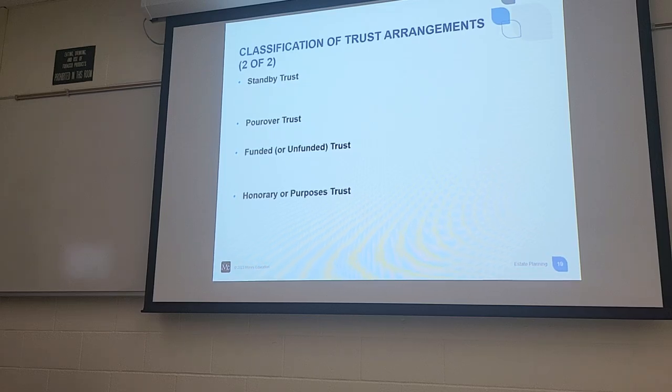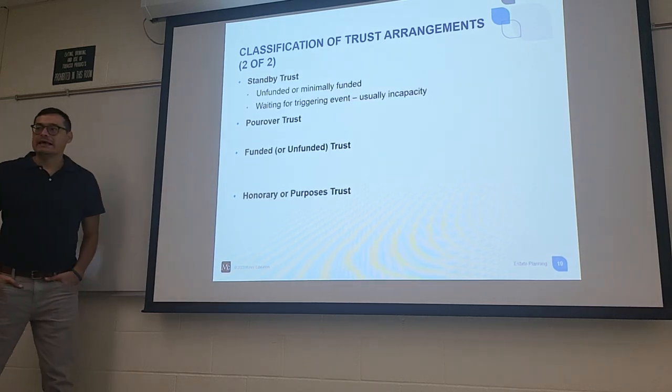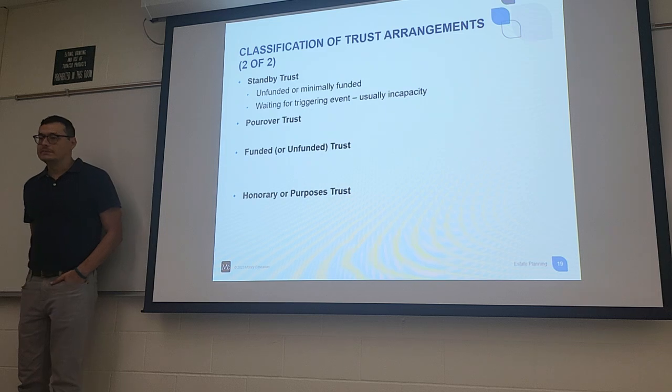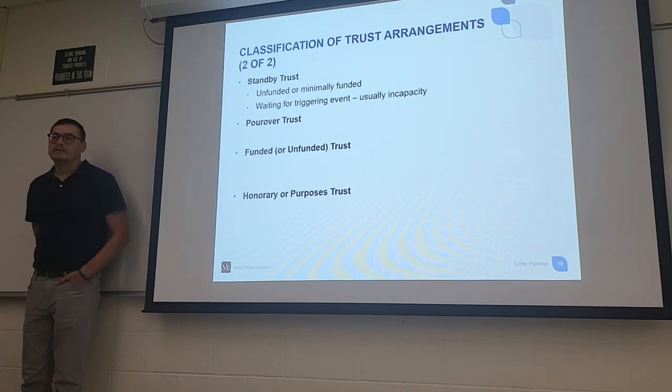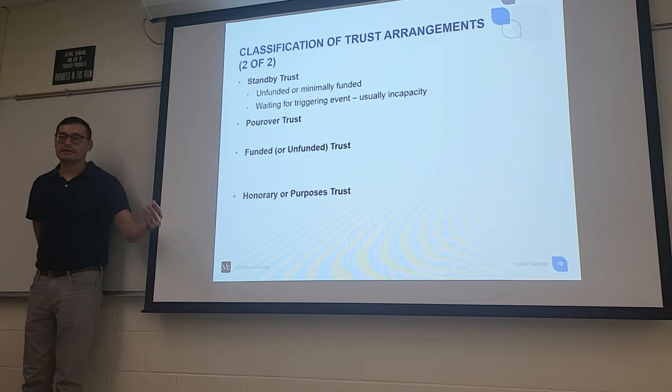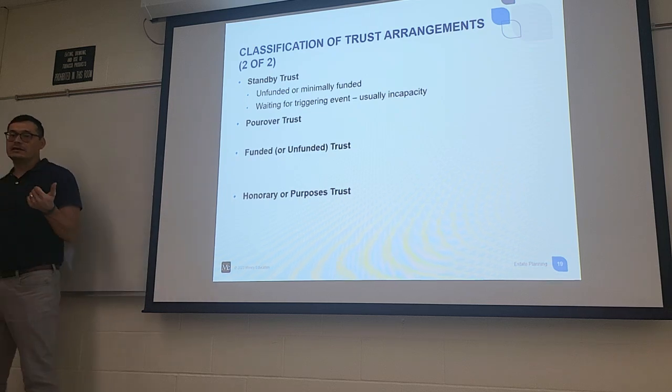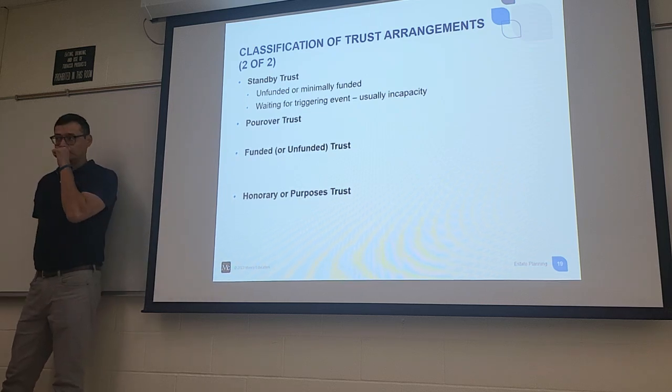Okay, now let's talk about some common trusts. There's a standby trust, which is waiting for a triggering event. Sometimes this is the death of somebody, that this trust is on standby, ready to go into effect if some event happens. Sometimes they can be incapacitated.